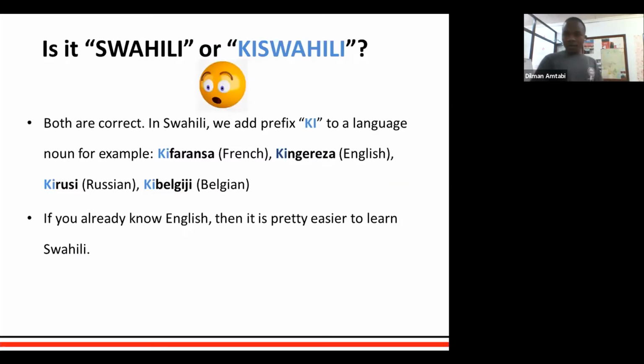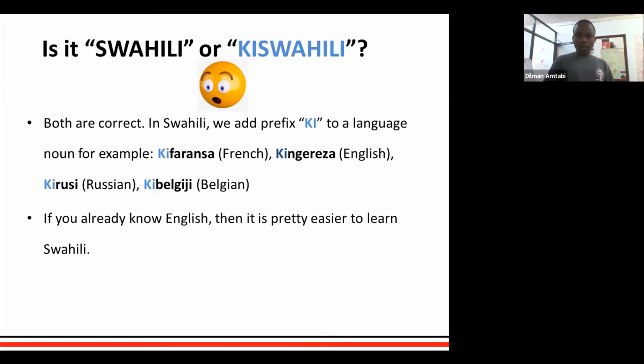You might be wondering something. Is it Swahili or Kiswahili? Because sometimes you might have heard someone say, it is Kiswahili, it is not Swahili, or it is Swahili, it is not Kiswahili. So what's the difference? Both of them are correct.